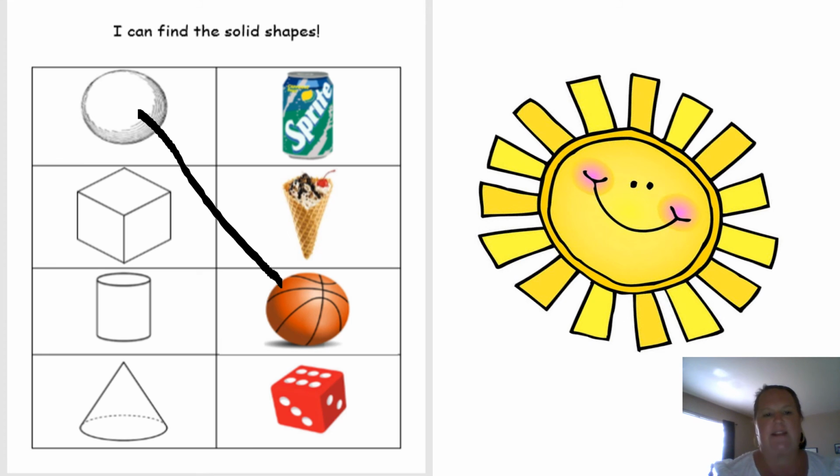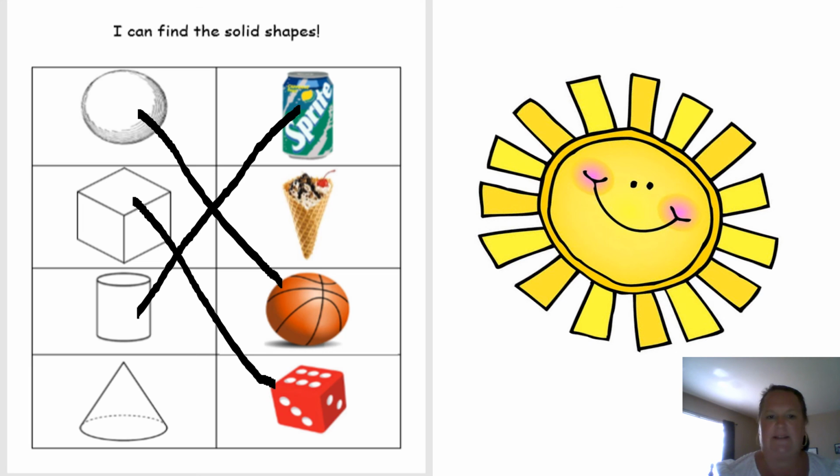Okay. The next one is a cube. Do you see anything on here that looks like a cube? Yes, the dice does. All right. What about a cylinder? The Sprite can is a cylinder. And that cone is just like that ice cream, that waffle cone. Those are our solid shapes.